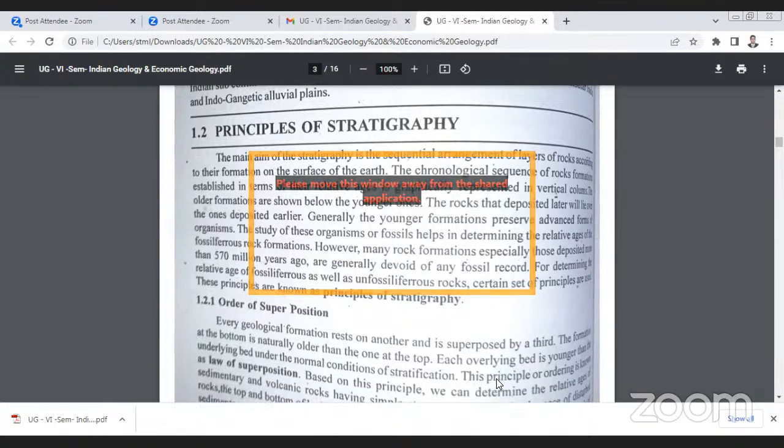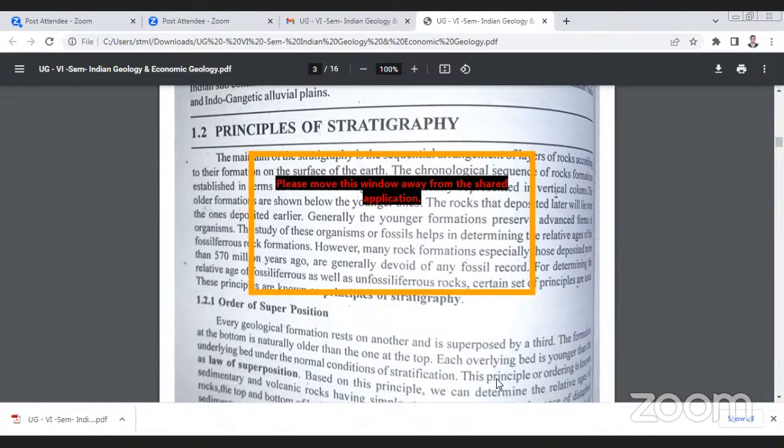The law of superposition means the older rocks will form in the bottom area, and layer by layer above the layer of this older one, the younger, and the youngest, will be formed.